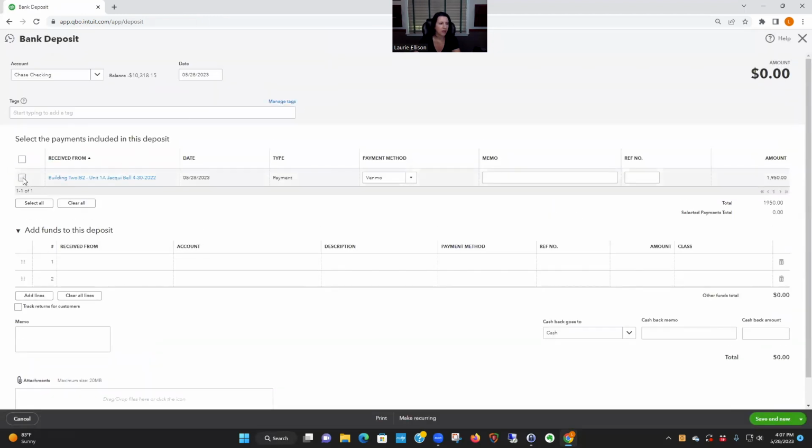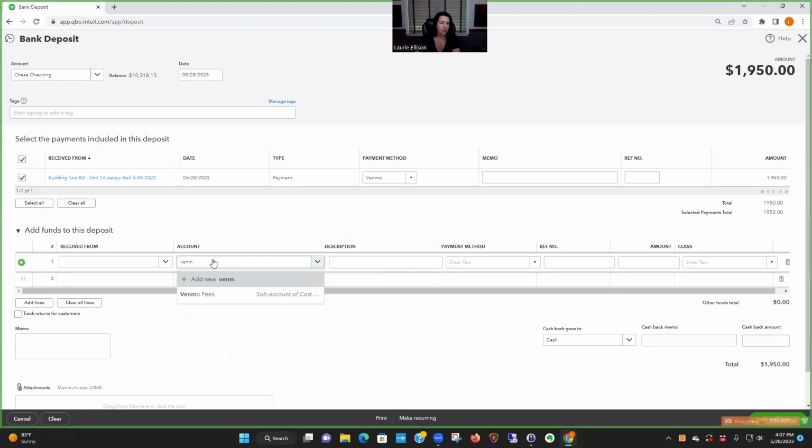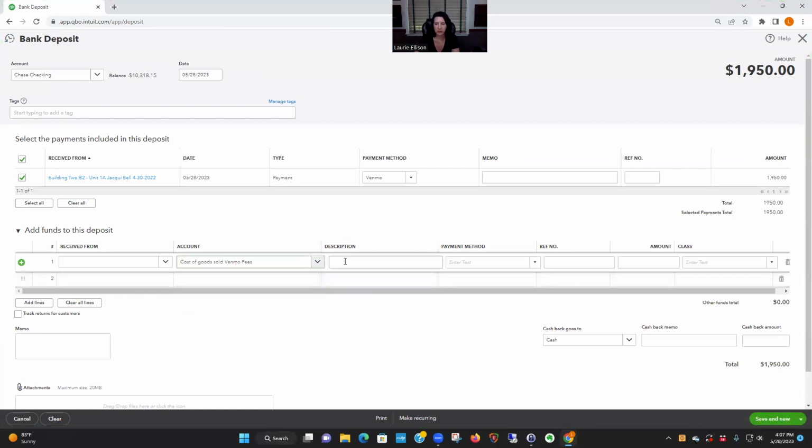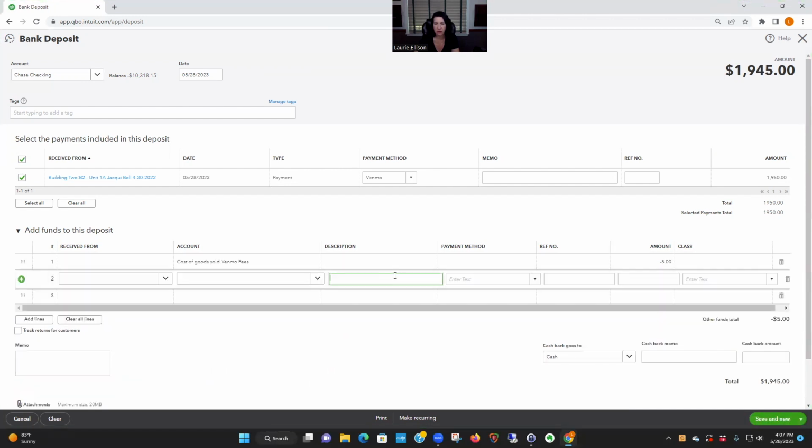Okay. So now look, here's our payment. And I don't even have a calculator, so I'm just going to say it's $5 because it really doesn't matter. We're going to go here, Venmo fees. And then here, we're going to do a -5.